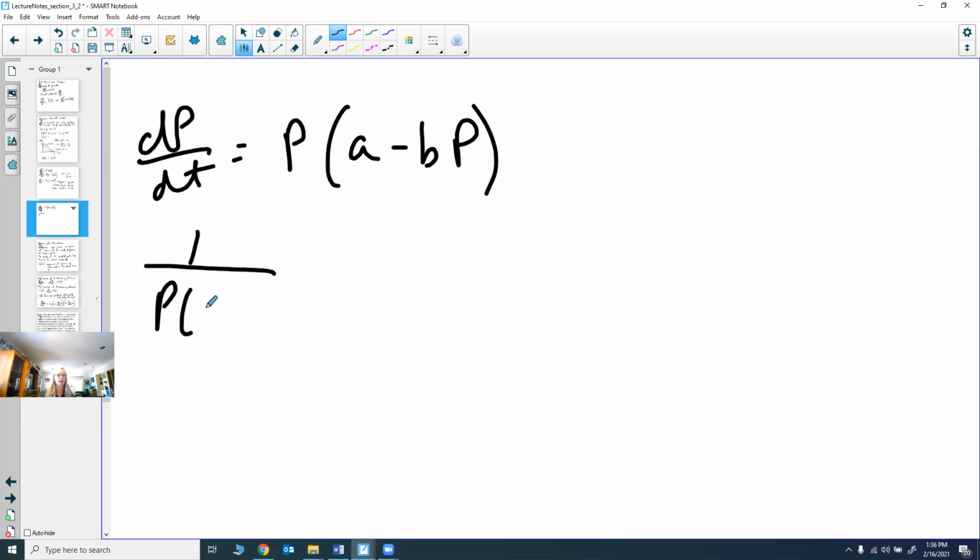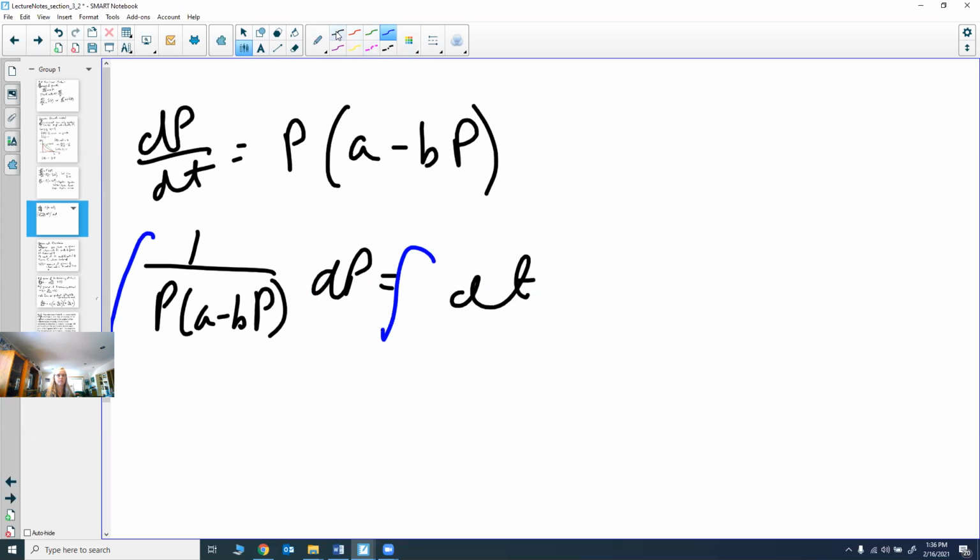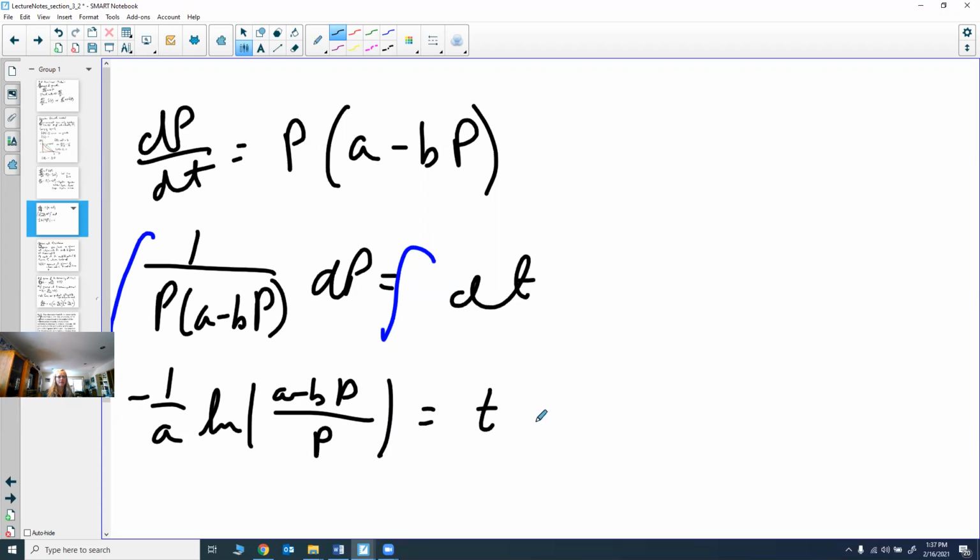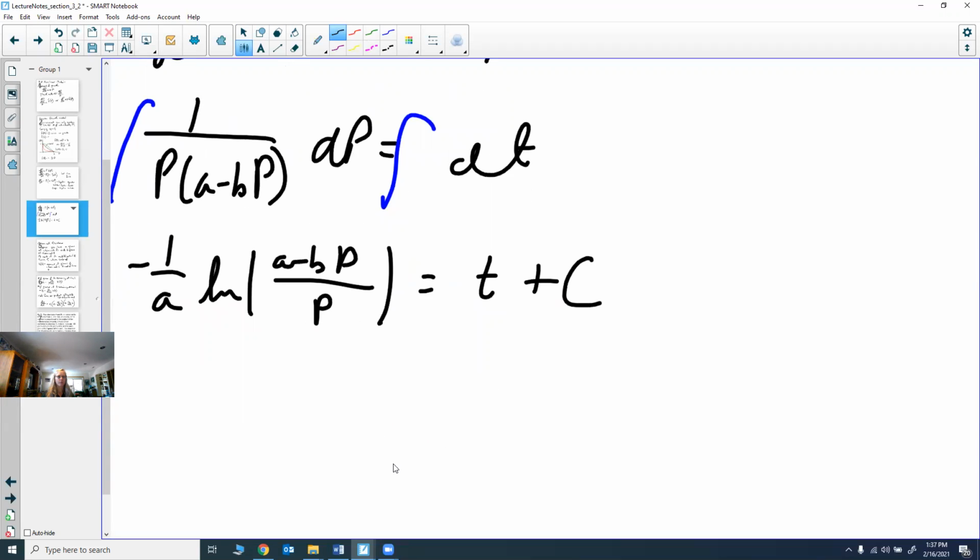You have 1 over p times (a minus b times p) dp is equal to dt. And then we just need to take the integral of both sides. The integral of 1 over p times (a minus bp) is negative 1 over a times the natural log of (a minus b times p) over p. And of course, the integral of dt is just t, so t plus c. And then we just need to solve this for p.